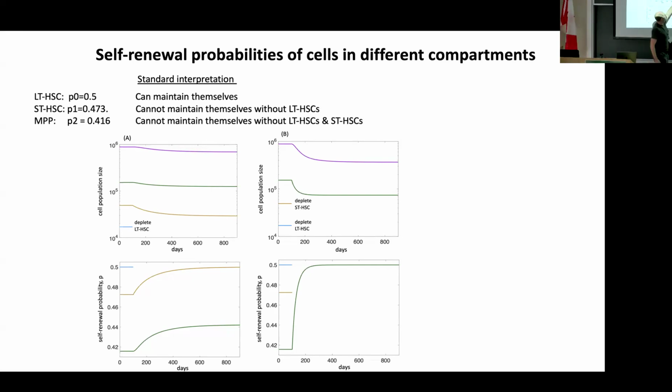Let's go further and deplete also the short-term stem cells in this simulation. Now, again, it doesn't go extinct, and you can see that now the MPPs start to increase their self-renewal probability, and it converges to 0.5. And so in each case, if you deplete the stem cells, the downstream progenitor cells seem to be able to maintain the system in this simulation. I want to point out that we don't have replication limits in here. If you introduce replication limits, which we've also done, this is going to be a more temporary state, but it can nevertheless maintain it for a while.